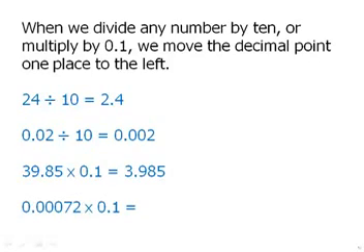Finally, 0.00072, that is 72 hundred-thousandths. That has 3 place holding zeros. When I multiply by 0.1, we move the decimal point one place to the left. We wind up with 4 place holding zeros, 0.00072.